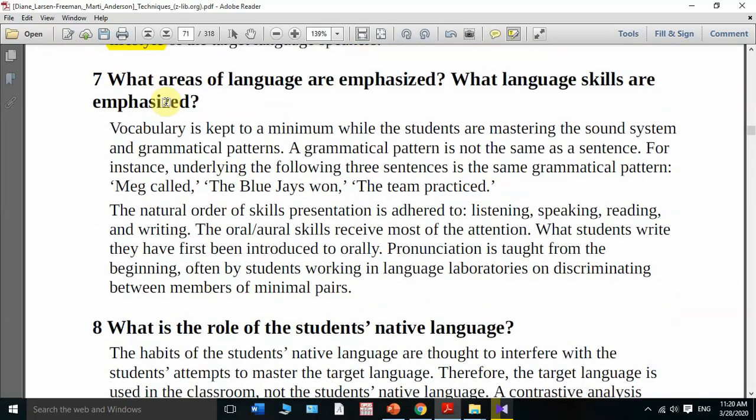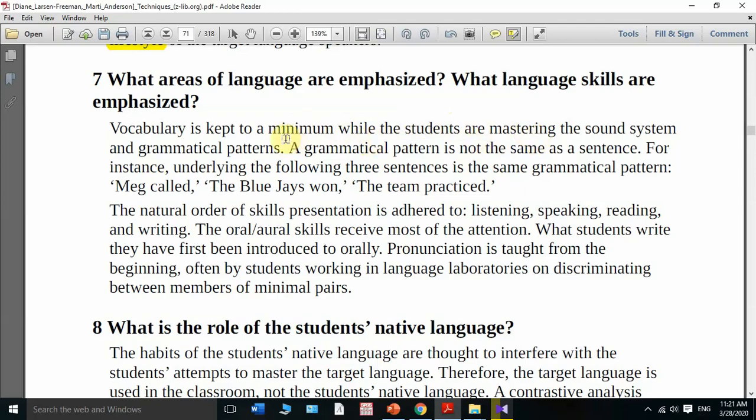Number 7, what areas of language are emphasized? What language skills are emphasized? So let's take a look. In the audiolingual method, we teach vocabulary, but vocabulary is not the main part. Vocabulary is kept to minimum, while the students are mastering the sound system and grammatical patterns.